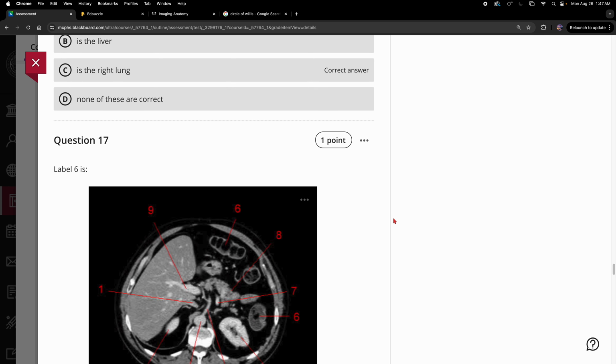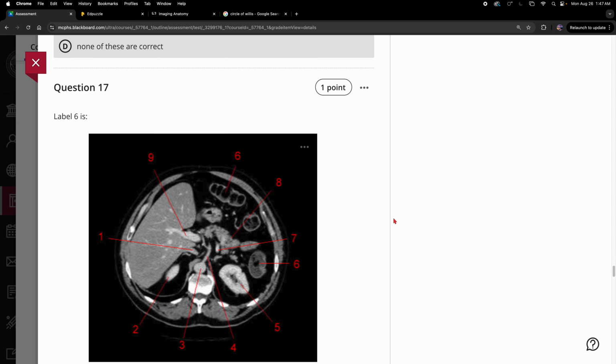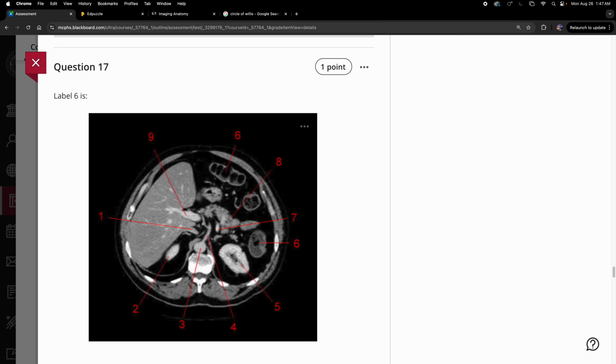Number 17, I'll leave it magnified since this is also a labeling question. And we're going to go through all of them. They're asking for what is label 6. So I put label 6, which is here. We'll go through all of them.